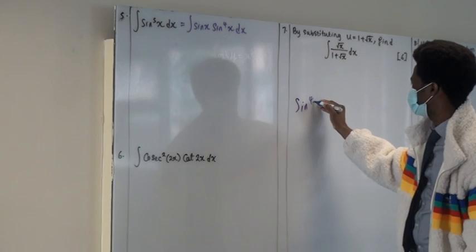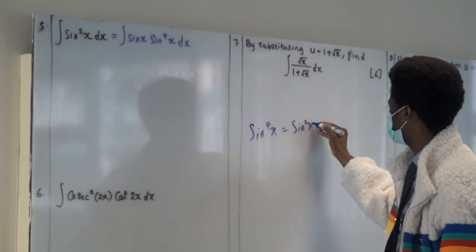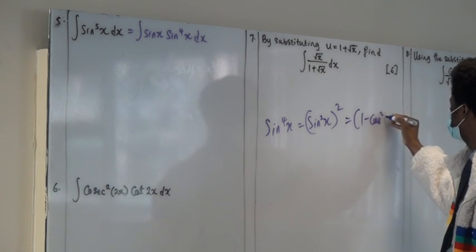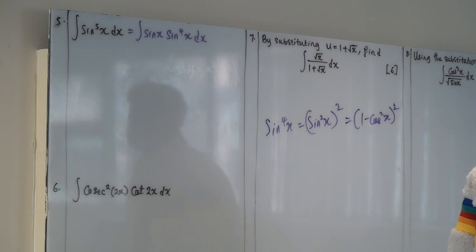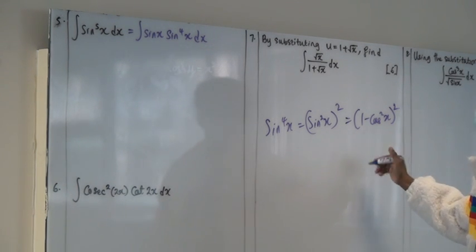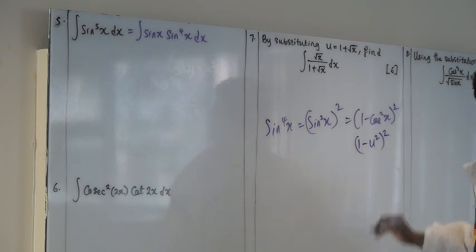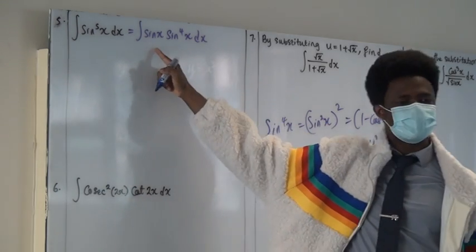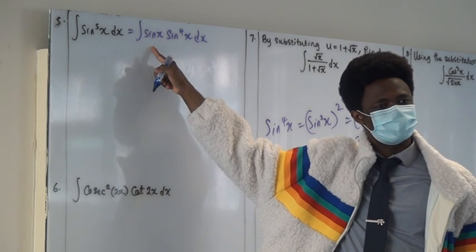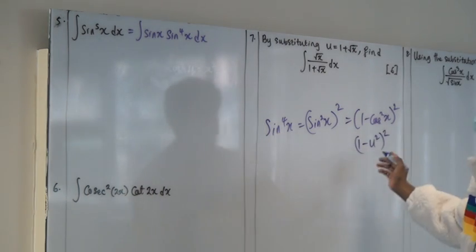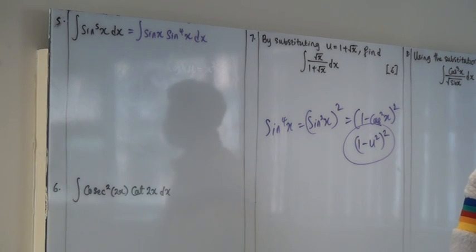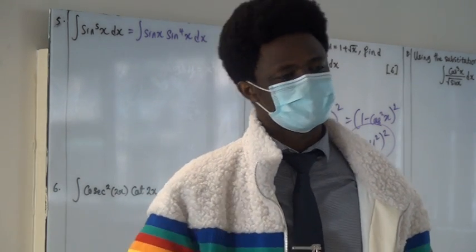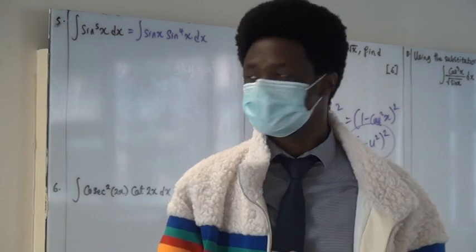Sine to the power 4 x is sine squared of x raised to the power 2. This is 1 minus cos squared, raised to the power 2. So if you let your u be cos, then this will be 1 minus u squared, squared. And the fact that your u is cos will give you something to eliminate the last sine. You understand? And all you have left is this algebraic function, which all you have to do is expand the bracket and integrate and put it back again. Do you understand that? So let's do this.